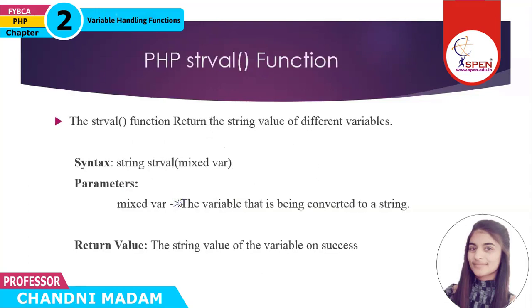Now next is strval. This function is used to convert any scalar value to a string. Scalar value means string, integer or double. So it converts string, integer, double to a string. Here is the syntax. The strval function has one argument, and this variable is converted to a string. So it returns a string. If this function executes successfully, it returns a string.